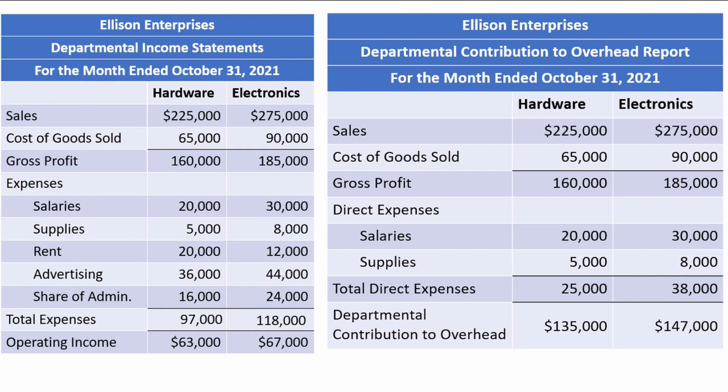Departmental contribution to overhead can be used to evaluate whether or not a department should be eliminated. As long as the departmental contribution to overhead is positive, the department in question should not be eliminated.